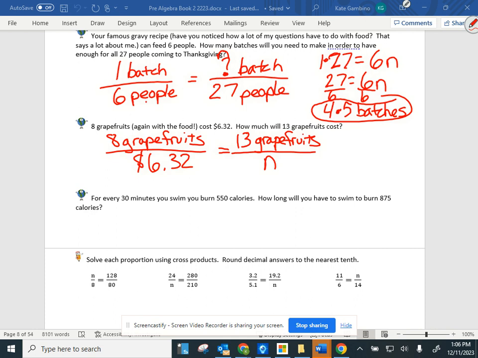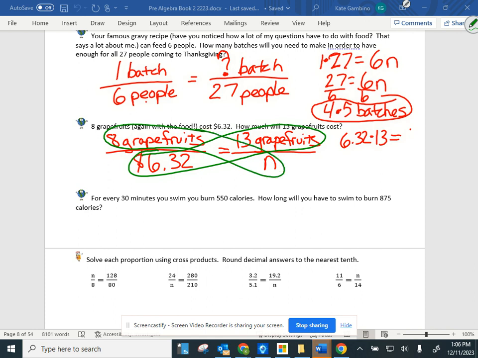Damien, you do $6.32 times 13 equals what? Equals $82.16. No, so remember with the cross products, Damien, we've got this part and then we have this part. So we want to finish off our equation here: 8 grapefruits times N. Okay, so using the cross products is what I was trying to get at.